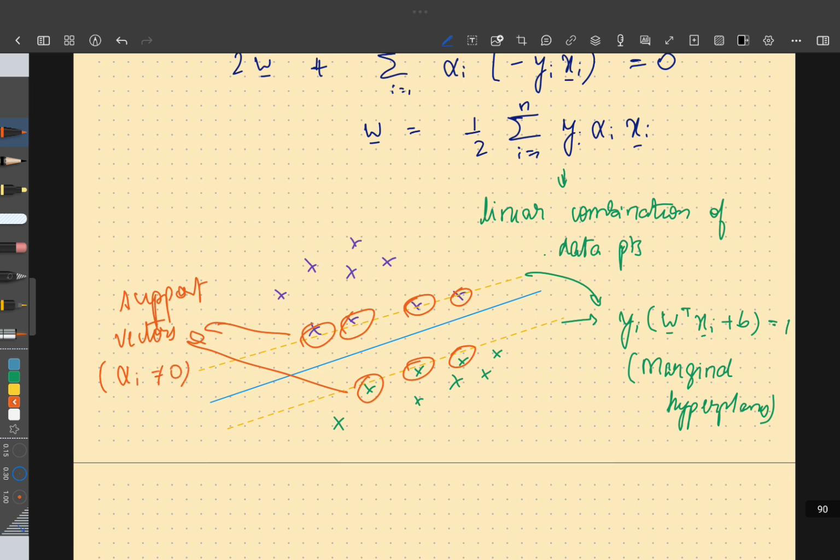So one thing to note is that not all of these vectors need to be support vectors. By definition, the support vectors are those for which alpha i is not equal to 0 in the solution to the hard SVM problem. And in principle, the set of support vectors is not unique, because let's say I remove some of these points, say this particular point, the solution to the hard SVM problem still remains the same. And the marginal hyperplane still remains the same.